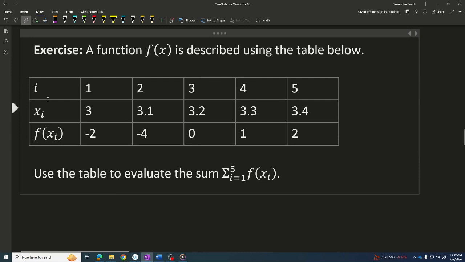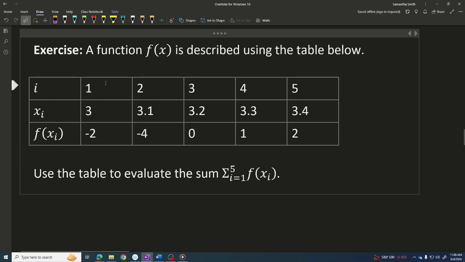The top row of the table contains information about our index. That's basically just being used to keep our place and keep our count. Here's the first value, the second value, the third value, the fourth value, the fifth value. Below that are x's, and the position of the x in the table is being tracked by a subscript. So x sub 1, the first x in the table, the x associated with an index of 1, the table says to me your first x is 3.